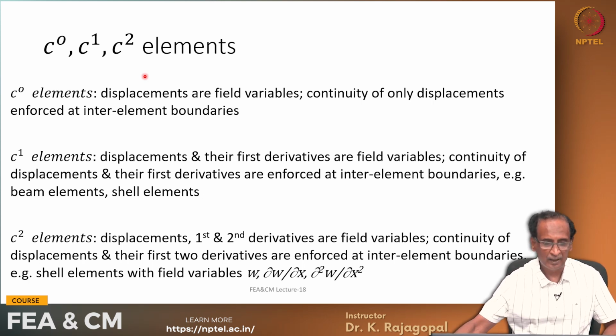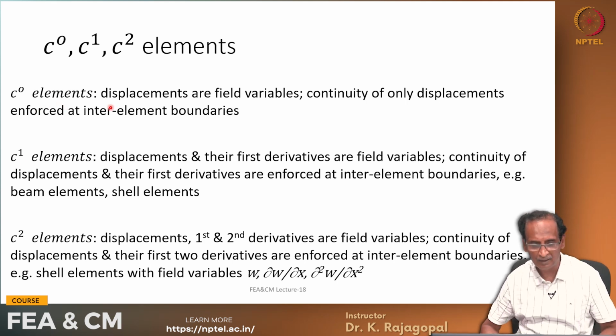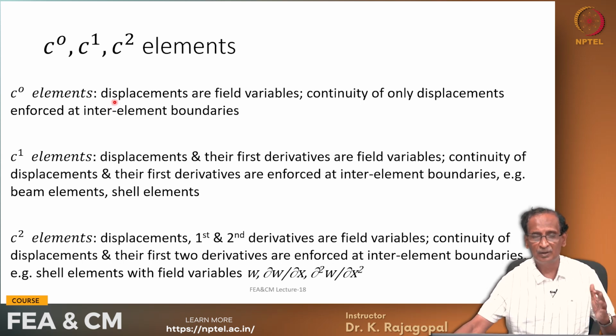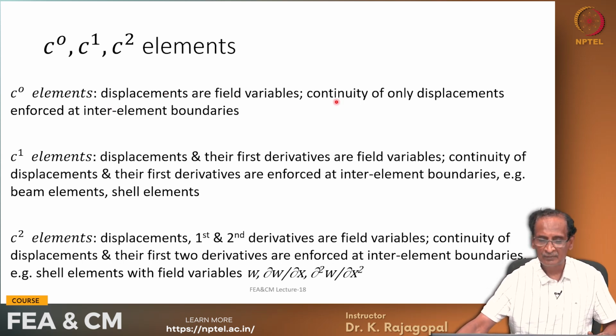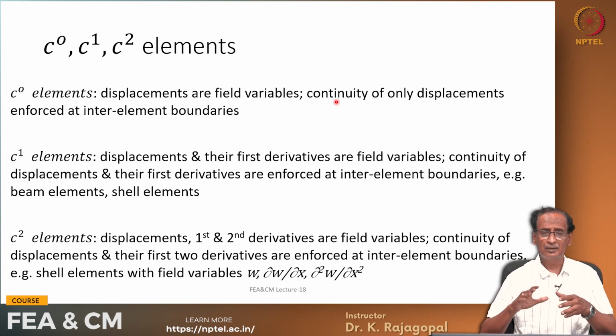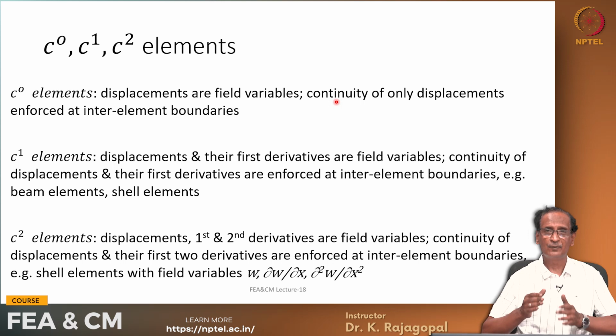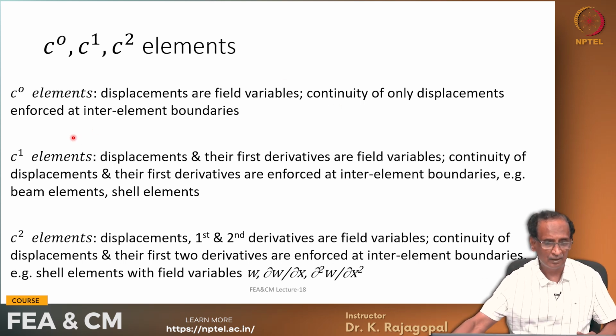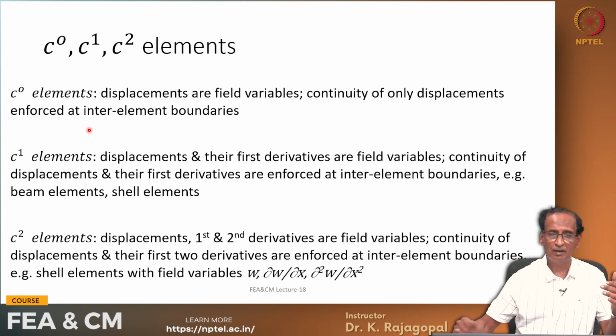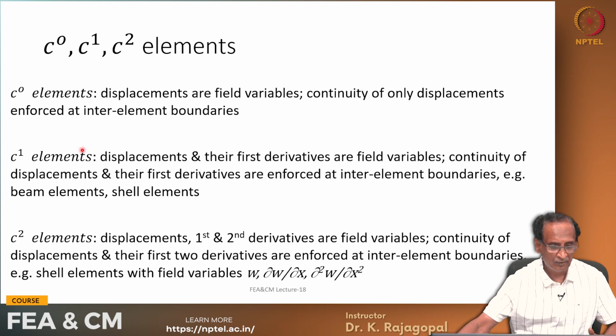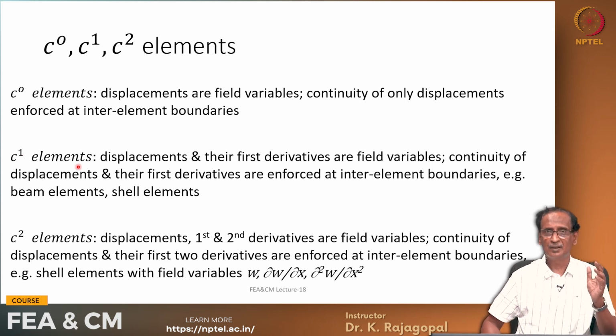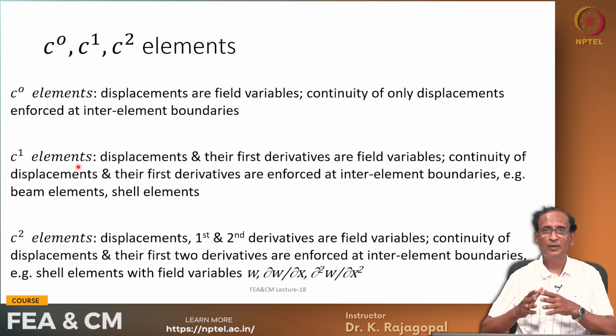So, till now we have seen two types of elements, C0 and C1. The C0 elements are the elements where only the displacements are the field variables, and only the continuity of displacements is ensured at the interface between the elements. These are called C0 because the first order derivatives may or may not be continuous, whereas the C1 elements, we have seen in the context of beam elements, where our degrees of freedom are the displacements and then the rotation, like dou w by dou x.